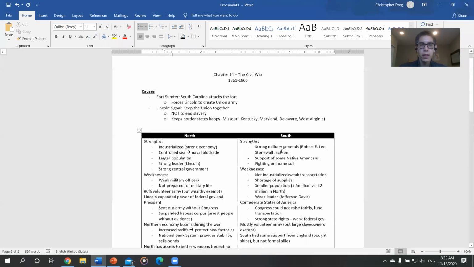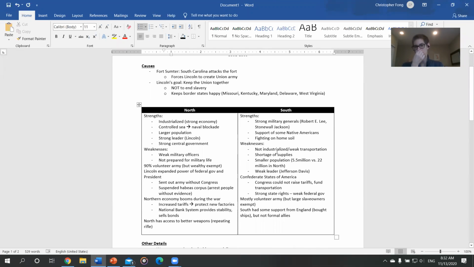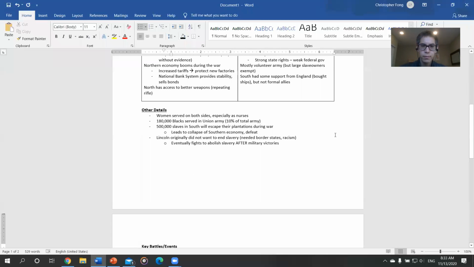And so, like always, if y'all need to pause here, we've got the causes and then the North versus the South. Again, biggest thing to remember, the North is industrialized. That gives them a huge advantage by having more supplies, by having more troops, and by being able to do a naval blockade. The North also has that stronger federal government that helps. Some more details down here. Remember, when the North originally fought the war, their goal was to preserve the Union, not to abolish slavery.